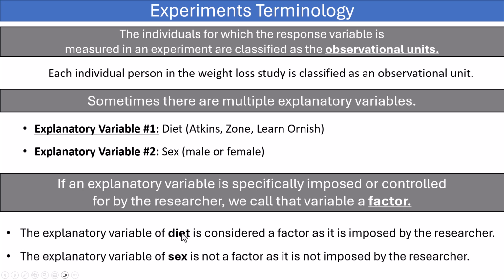On the other hand, the explanatory variable of sex is not considered a factor variable as it is not specifically imposed by the researcher. And there really wouldn't be any way for the researcher to do that. We can't randomly assign the subjects to either be male or female. They already come to the study being male or female. So this is not going to be considered a factor variable.